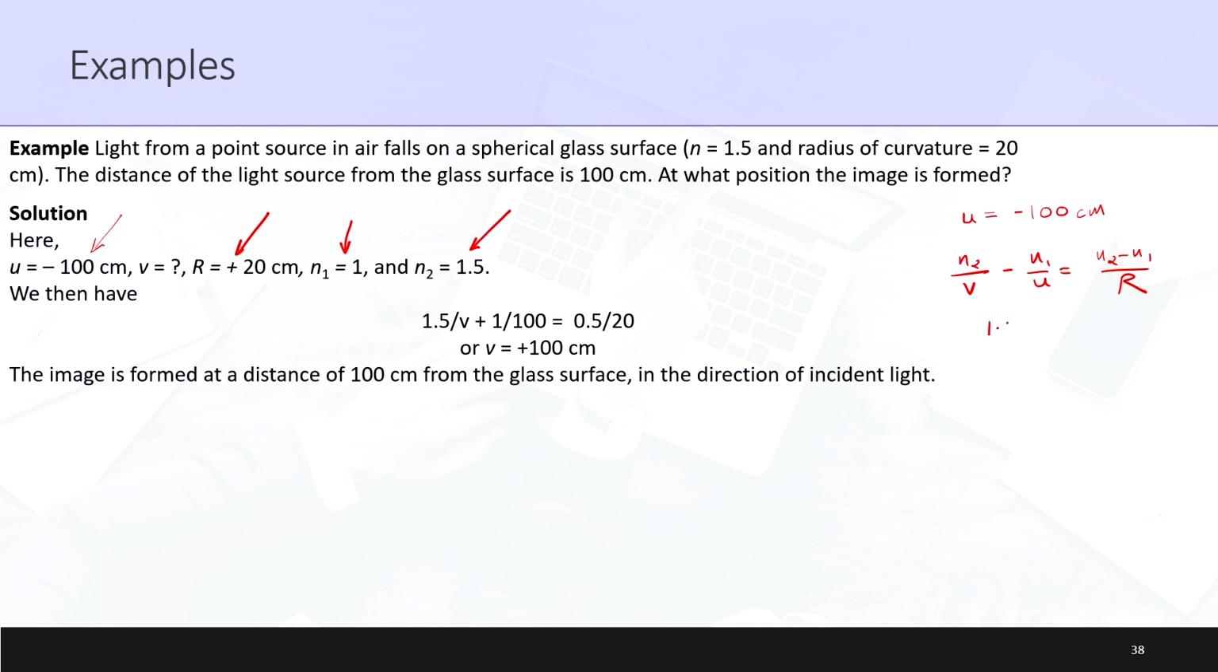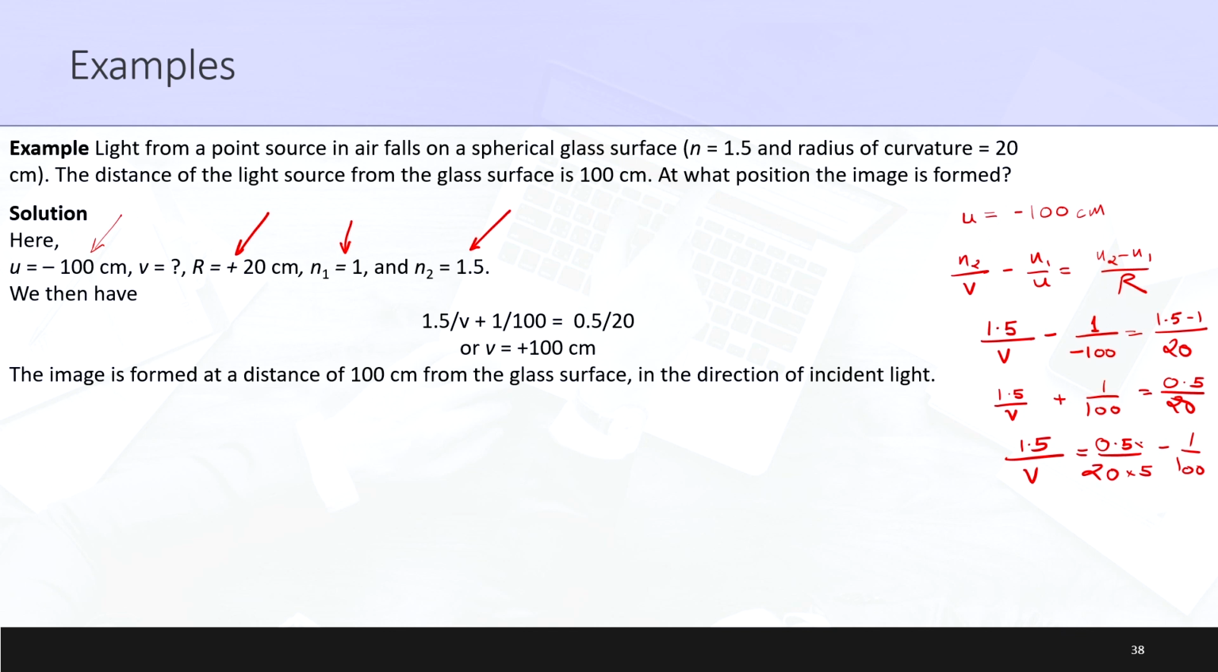So, just substituting the values, 1.5 by v minus n1, which is 1, by minus 100, is equal to n2 minus n1, that is 1.5 minus 1, by r. What's r here? R is 20 here. Therefore, it will be 1.5 by v plus 1 by 100 is equal to 0.5 by 20. So, it will be nothing but 1.5 by v is equal to 0.5 by 20 minus 1 by 100.